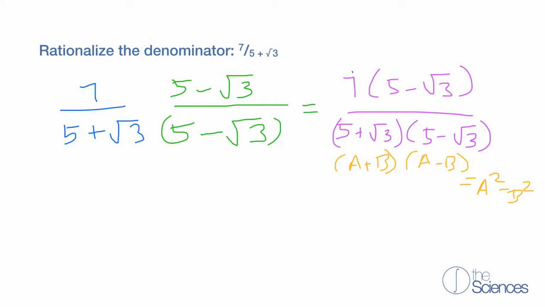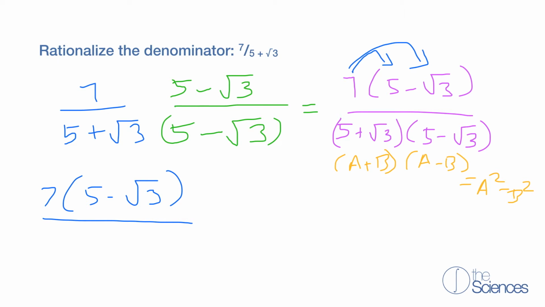So in our numerator, we're going to distribute our 7. So we get 7 times 5 is 35 minus 7 times the square root of 3. Or we could just leave it like that. We'll leave it as unfactored, undistributed. So we'll have 7 times 5 minus the square root of 3.